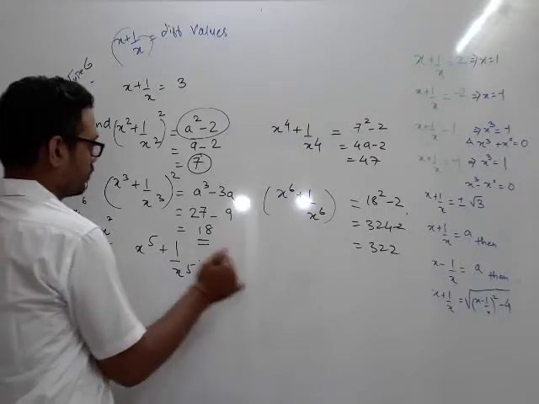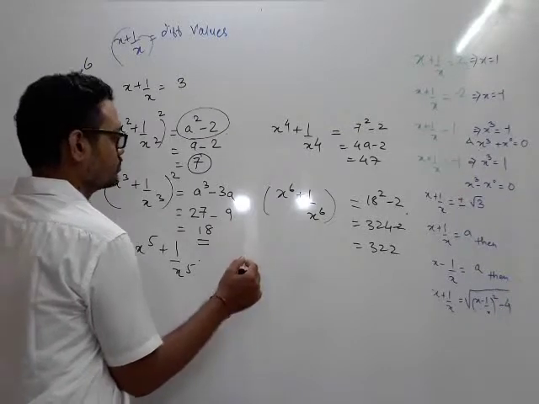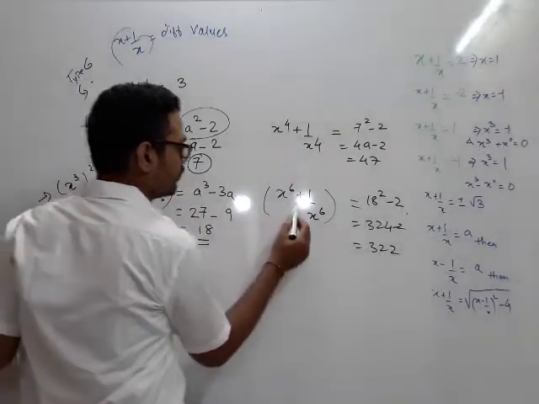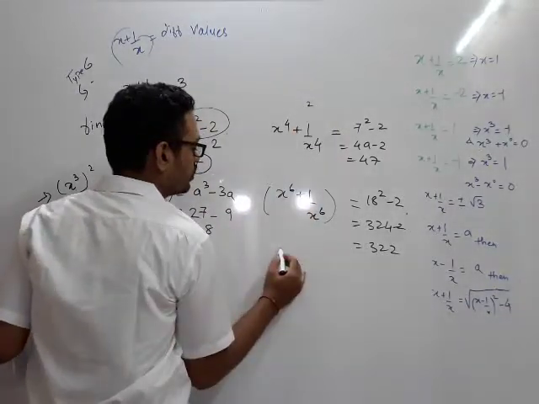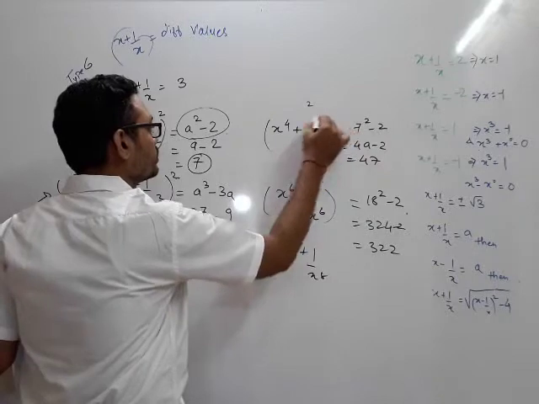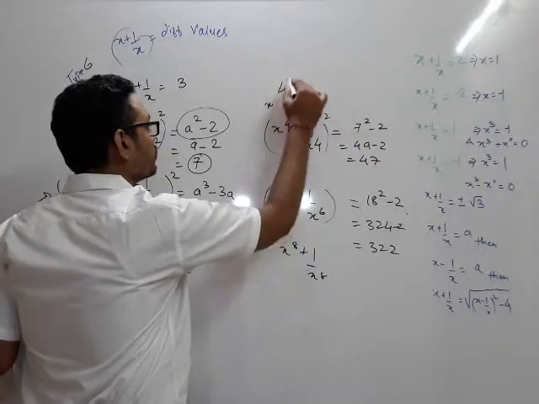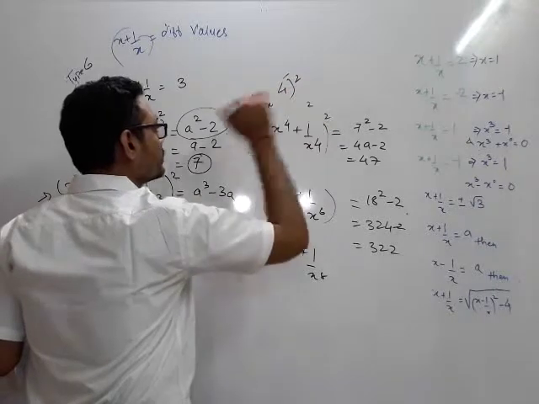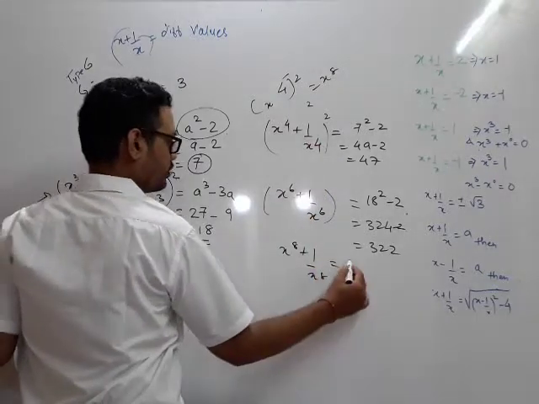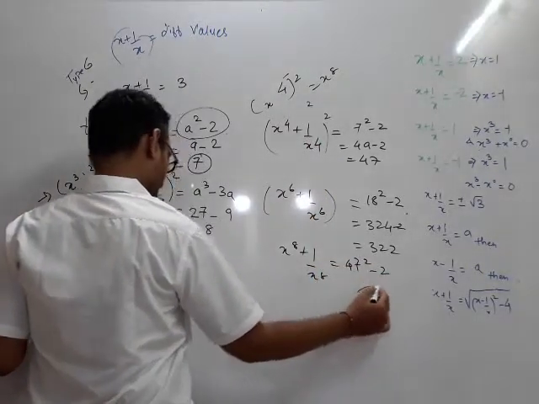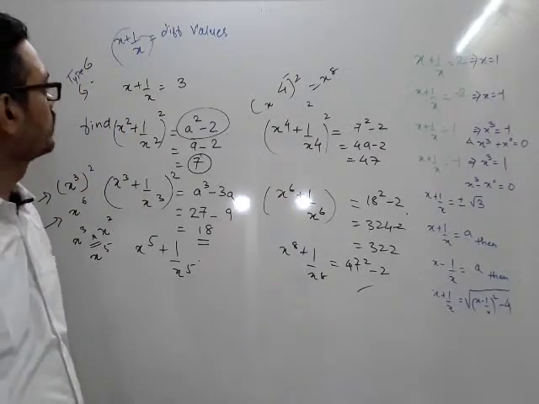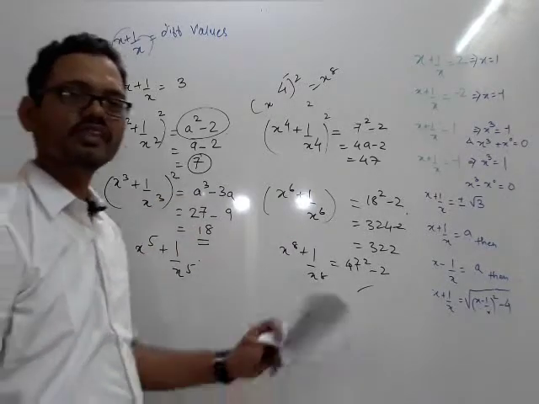Similarly, for anything which is square of this, if they have to ask the square of x raised to 4 plus 1 upon x raised to 4, it is nothing else but the square of this. It will be multiplication of it, so it will be x raised to 8. So directly you can do 47 square minus 2. Alright. Now I hope you have understood how we have to find the solution when x plus 1 by x is given as any value.